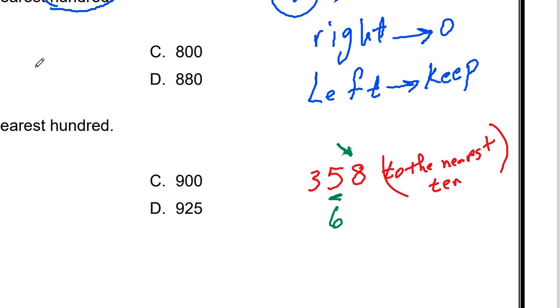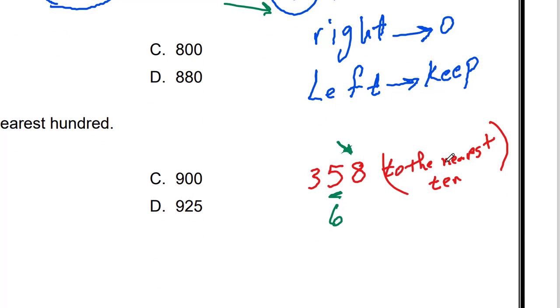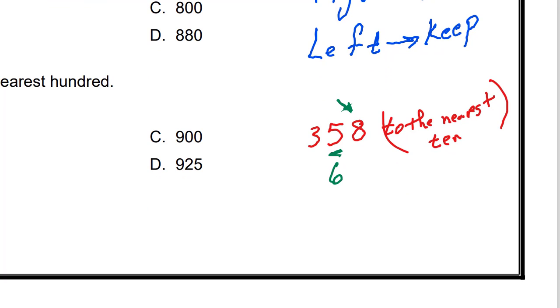And now to the third step. All digits to the right will be zeros, and all digits to the left, keep them. So we have 8 to the right, so it will be 0. And all digits to the left, keep them. So the 3, keep it. So to the nearest 10, the number is 360.